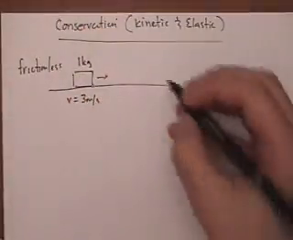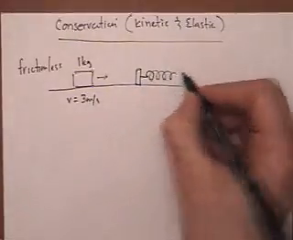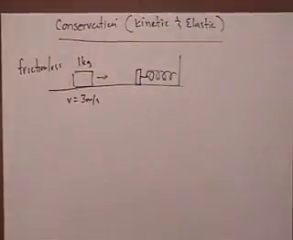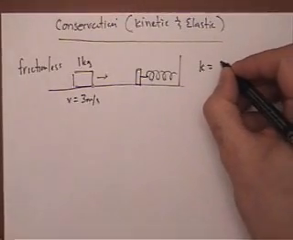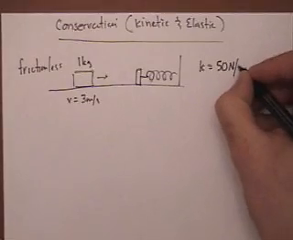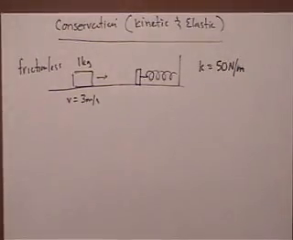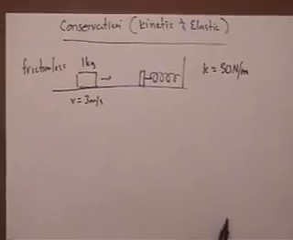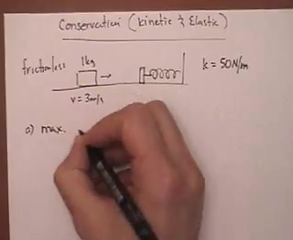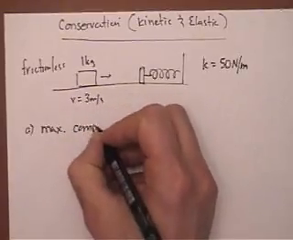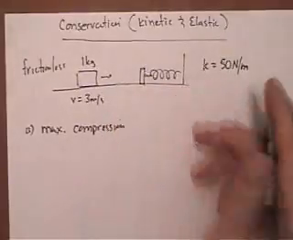It's going to be traveling this way, and it's going to end up hitting a spring that's secured onto a wall or something like that. I'm going to tell you that the spring is going to have a K value of 50 newtons per meter. That means it takes 50 newtons to stretch it 1 meter. And what I want to know, first of all, for A, I want to know the maximum compression. Okay, that means that I'd like to know that when this thing hits, how far is this going to squish?